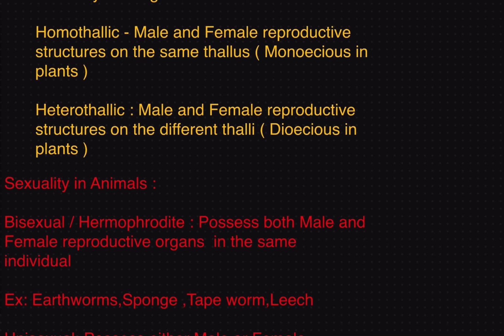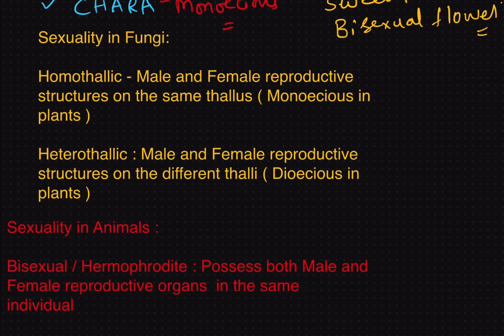Now, if we have to talk about sexuality in fungi, we have to use slightly different terminology. Fungi, as we all know, have an undifferentiated plant body. The plant body of a fungus is termed a thallus. The fungus that produces both male and female reproductive structures on the same thallus, like the monoecious condition in plants, is known as homothallic. That is, the male and the female are produced on the same thallus.